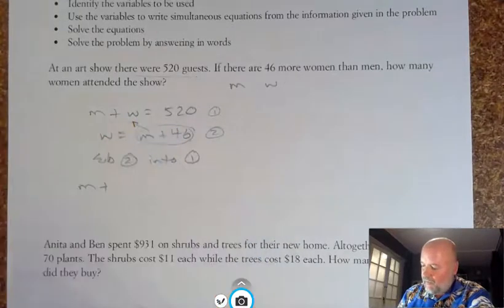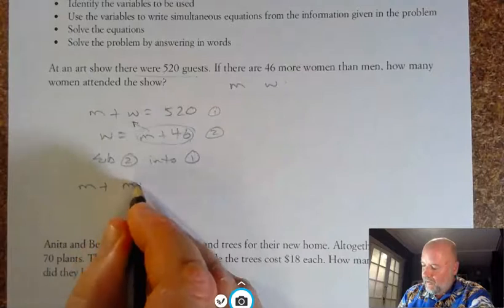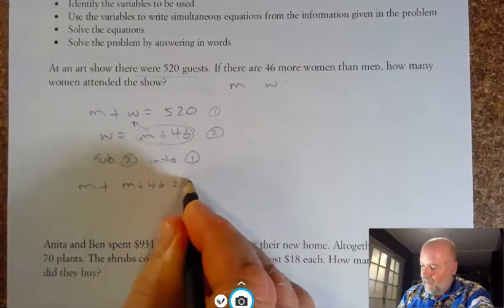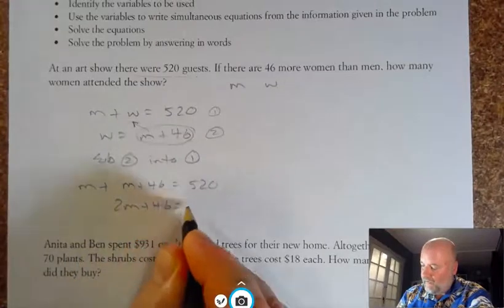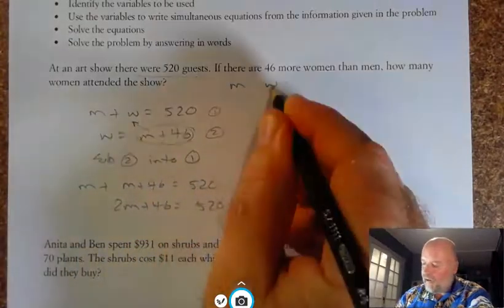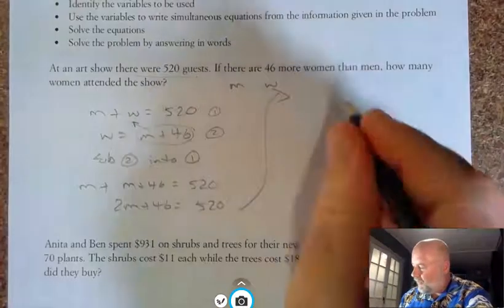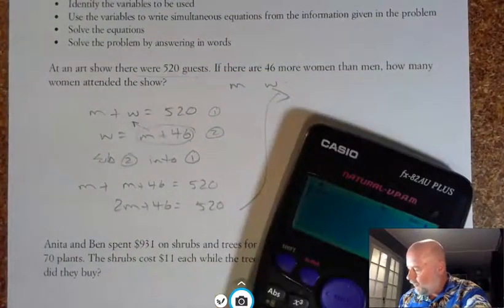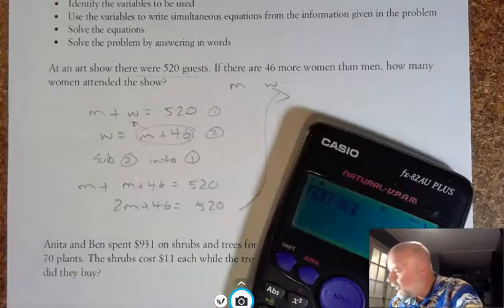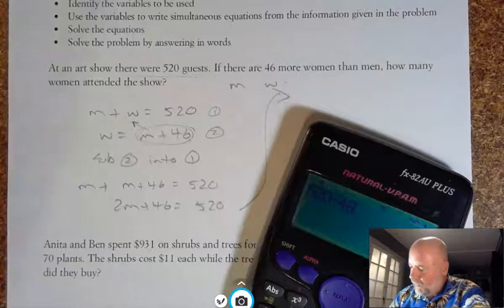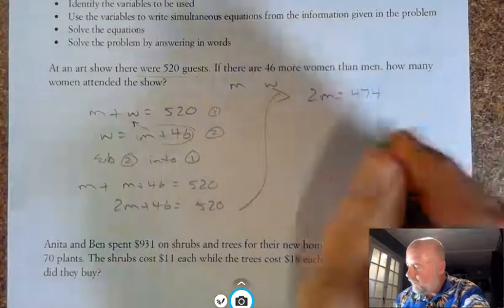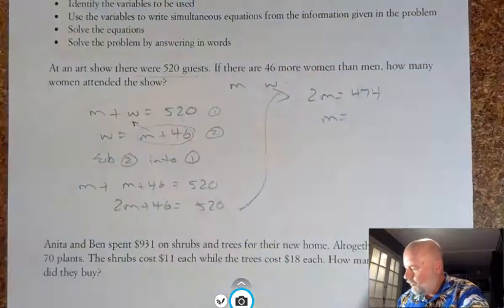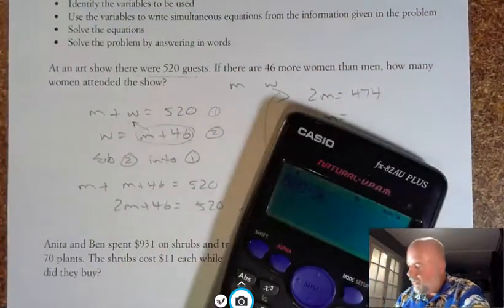So it becomes M plus M plus 46 equals 520. That means that 2M plus 46 equals 520. I'll just continue up here. You just keep working down your page. So what we do is we now solve this. So I'm going to subtract 46 from both sides. So 520 minus 46 equals 474. So 2M equals 474. Now we divide both sides by 2. 474 divided by 2 equals 237 men.